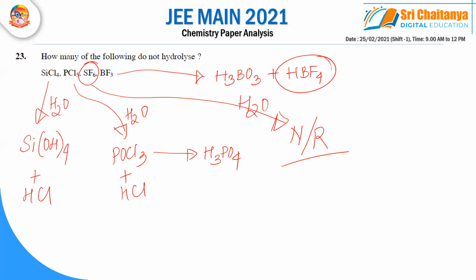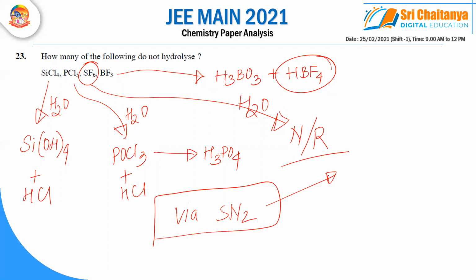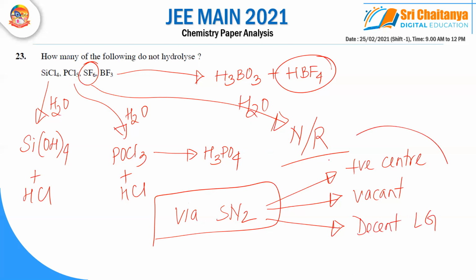So what are the conditions of hydrolysis? I'm talking about hydrolysis via SN2. So hydrolysis via SN2 takes place. The conditions are there should be a positive center at the central atom. The central atom should contain a vacant orbital. And also there should be the presence of a decent leaving group. If these conditions are satisfied, then hydrolysis can occur via the SN2 mechanism.